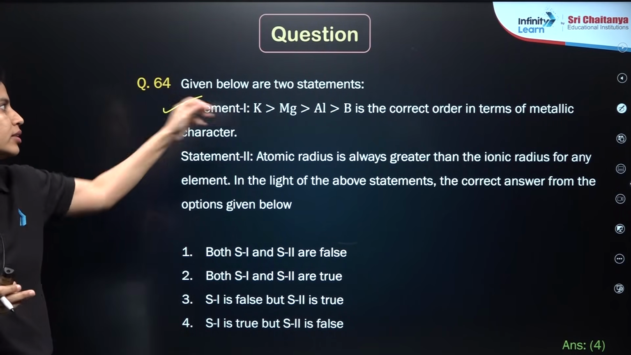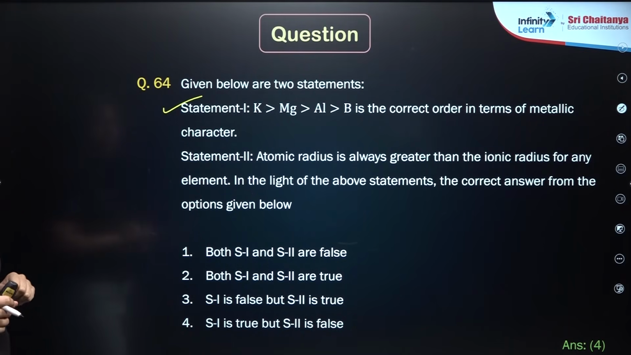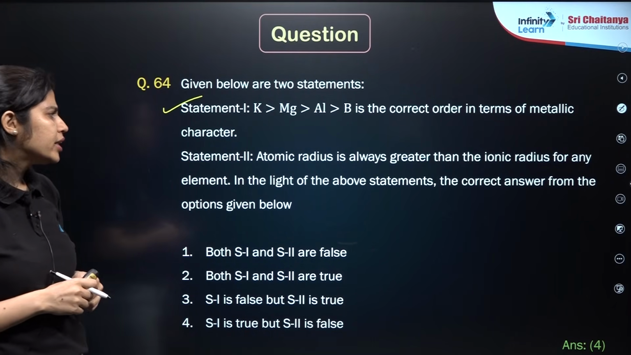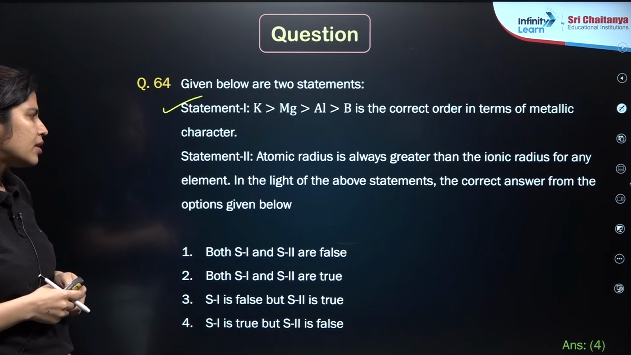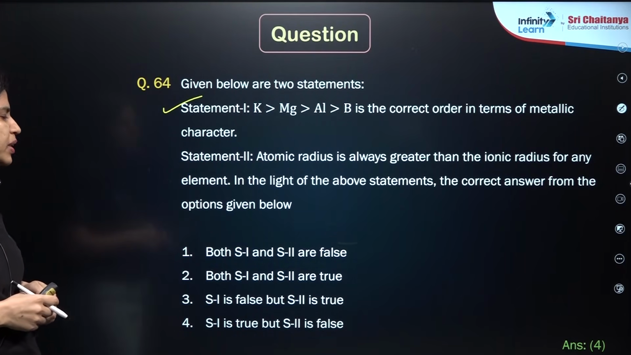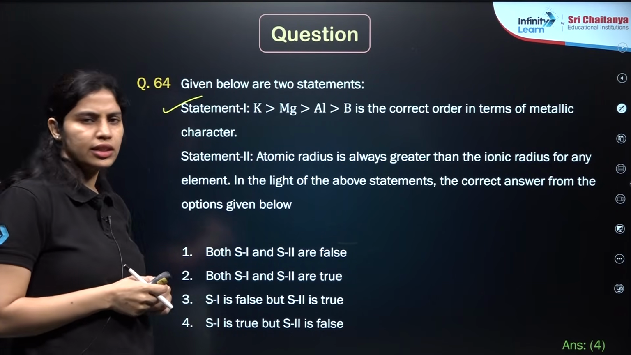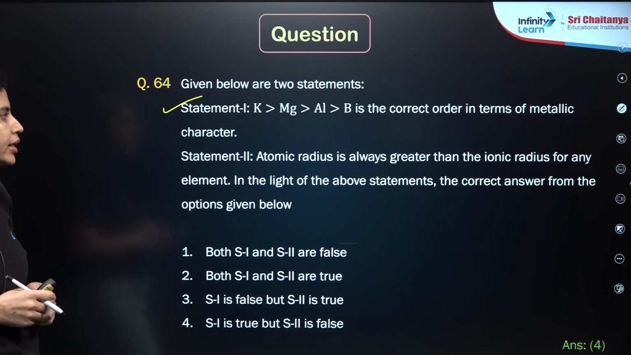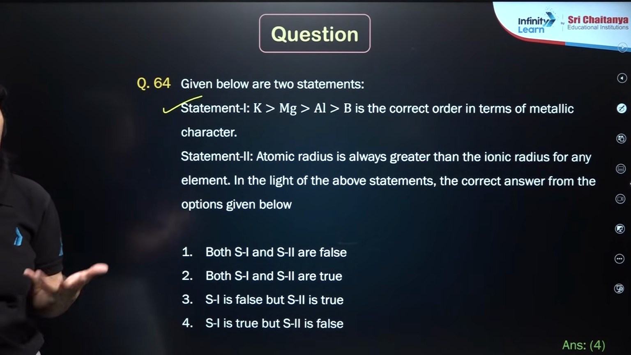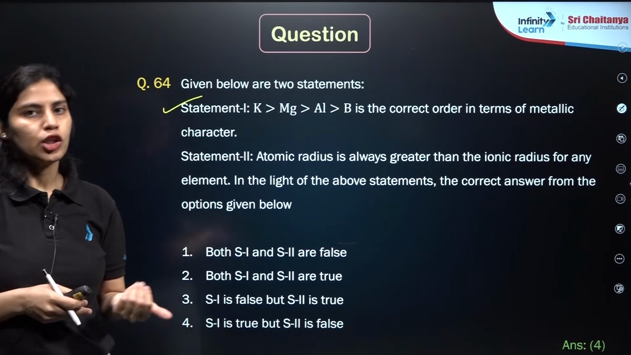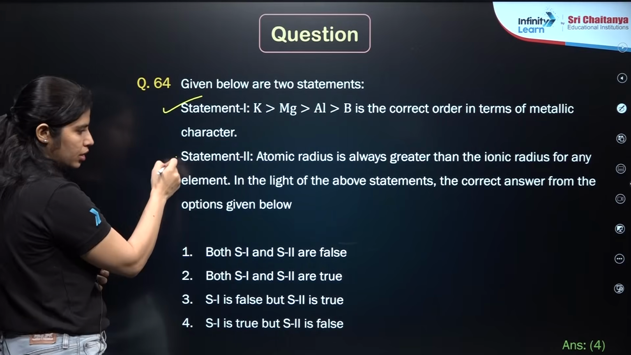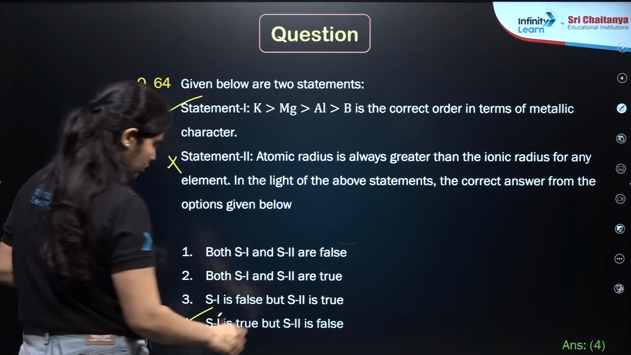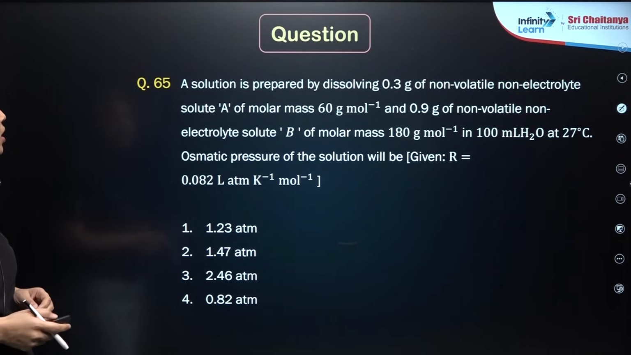So according to that, this is completely good. Next is statement 2: atomic radii is always greater than the ionic radii for any element. Not really. Specifically when we are talking about cations and anions, it is not going to be always greater. Anionic radius is going to be greater for any anion as compared to the atomic radii. So the second statement is not correct. So question 4, this is going to be false.